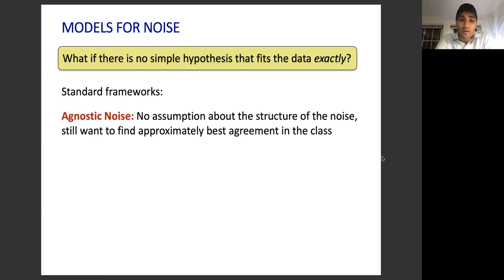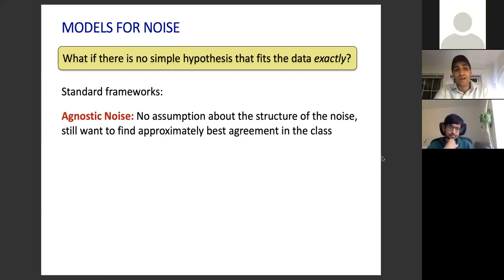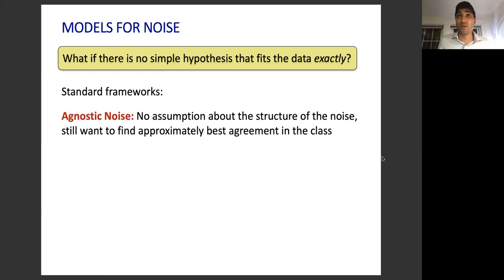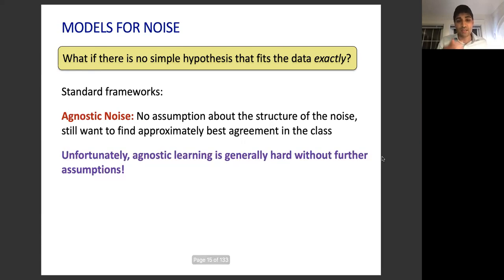And your goal here is to find a hypothesis H prime that has approximately the best agreement in the class. So you're agnostic to the belief that there is a half space that fits your data well. But in the case where there is a half space that fits it really well, you want to find another half space that does pretty well also. Now, this would be great in principle if we could actually achieve it. But the big problem is that agnostic learning is generally computationally hard unless you make further assumptions.